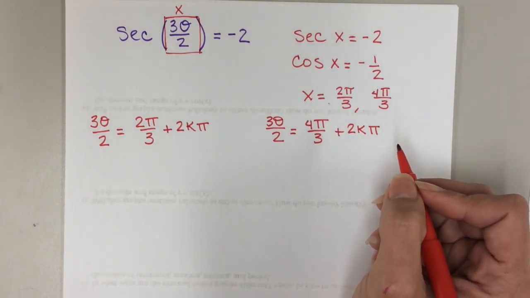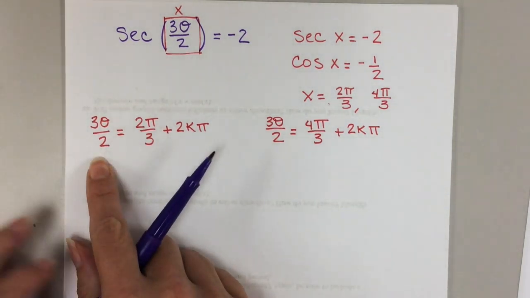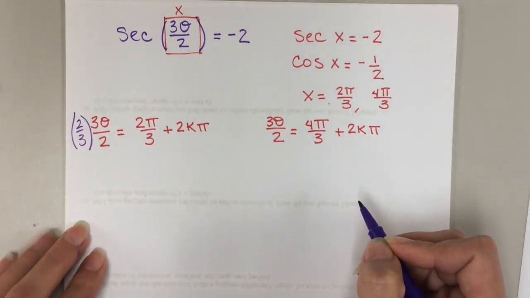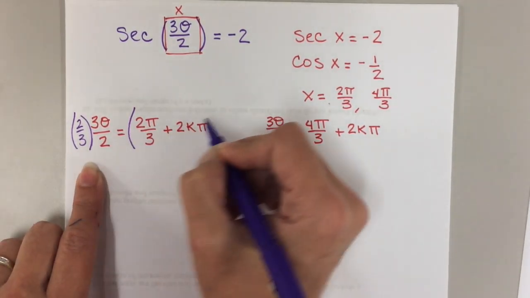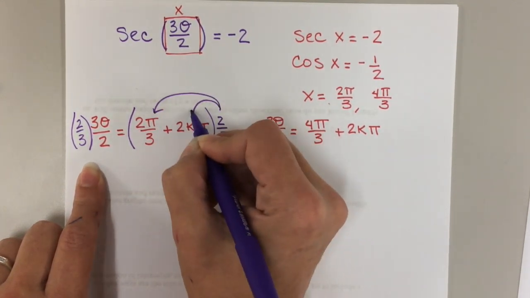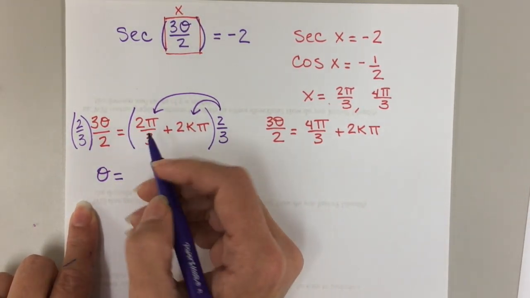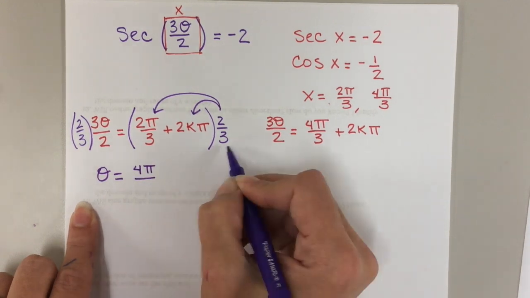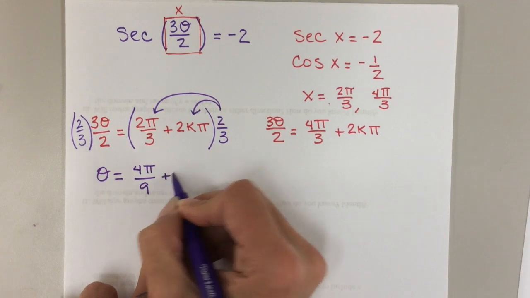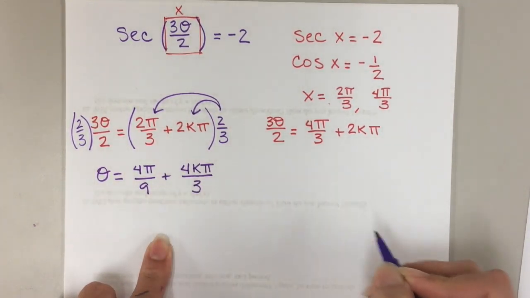Now we clean it up. So one at a time, let's clean this up. This guy right here, to get rid of this 3/2, we're going to multiply it by 2/3. That'll cancel both of those out, and so we're going to multiply this whole thing over here by 2/3 as well, and remember that distributes. So right here we'll have theta equals 2 times 2 is 4 pi over 3 times 3 is 9. And over here we'll have 2 times 2 is 4k pi over 3.